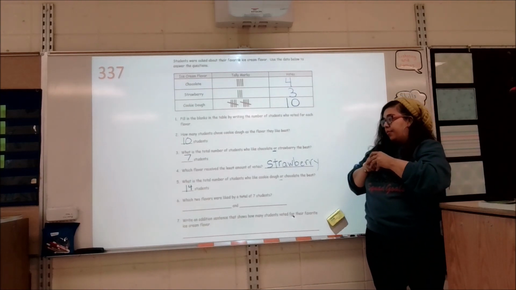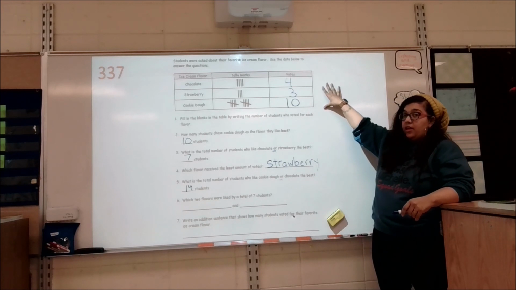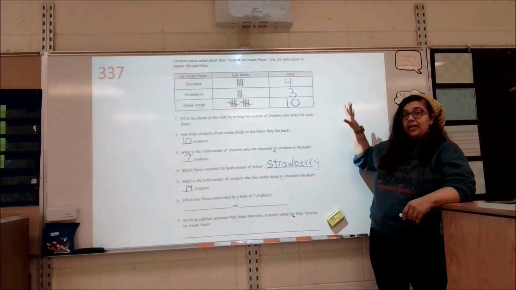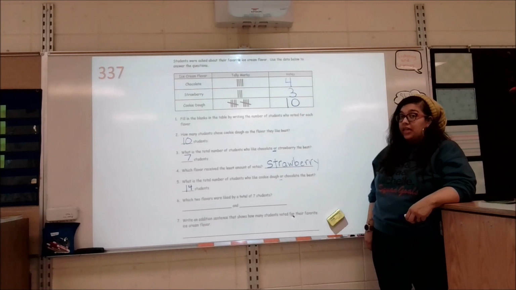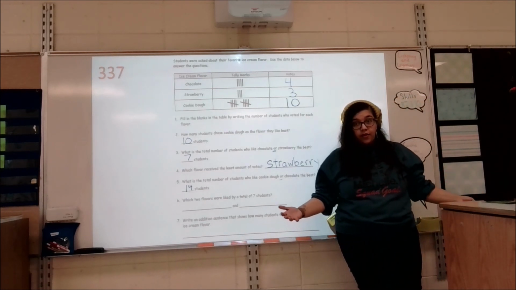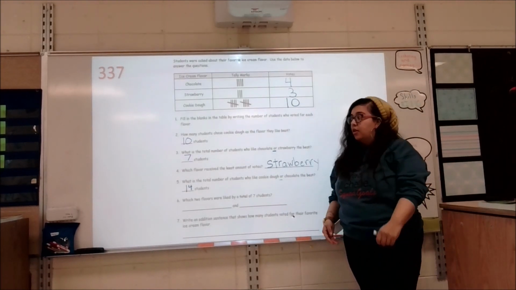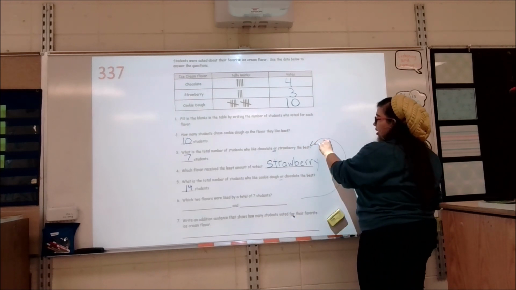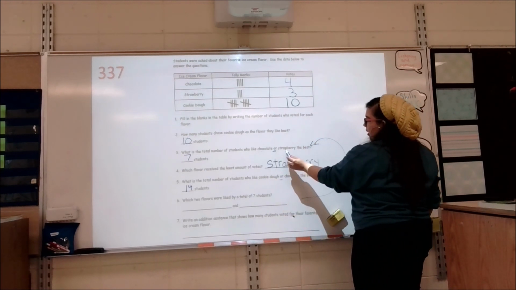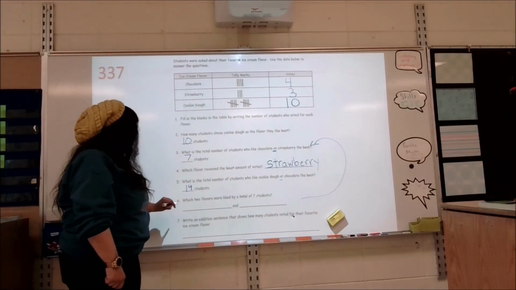Good. Now, like I said, these are questions we can answer based on the data we collected. This is interpreting data. Data interpretation. I told us what we were doing. Which 2 flavors are liked by a total of 7 students? So which 2 flavors, when we put those children together, makes a total of 7 students? Well, we already did that math. We did that math right here on number 3. And which 2 were those? Chocolate and strawberry.